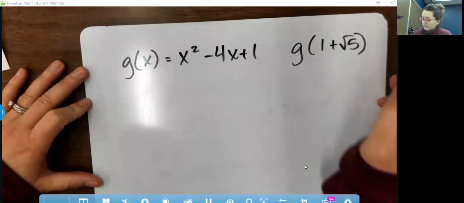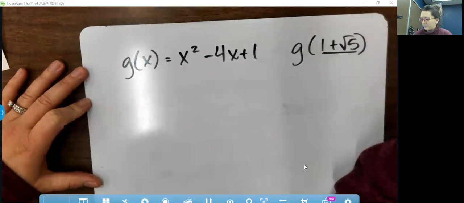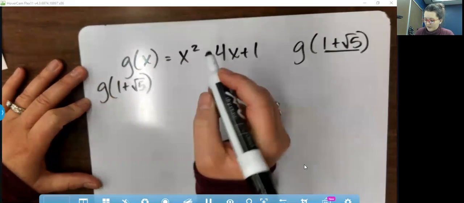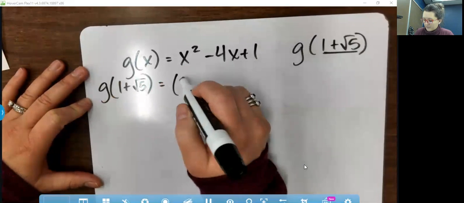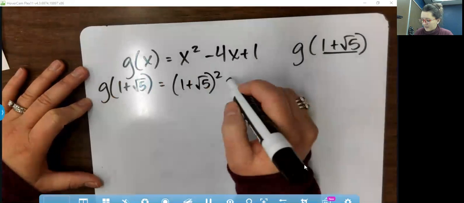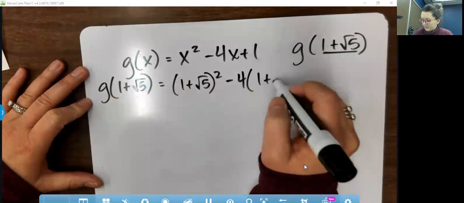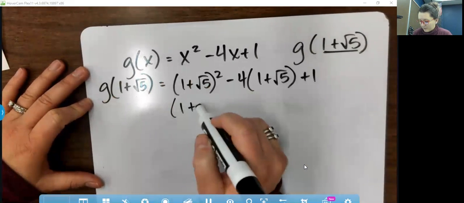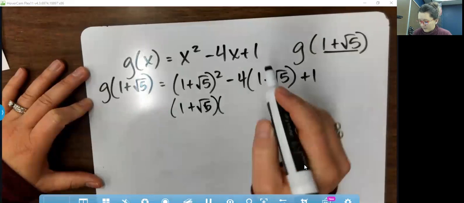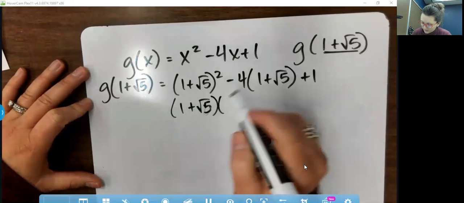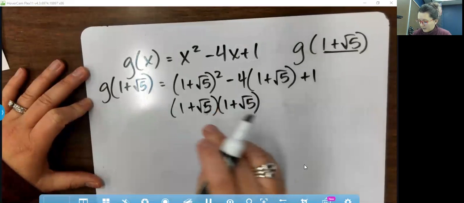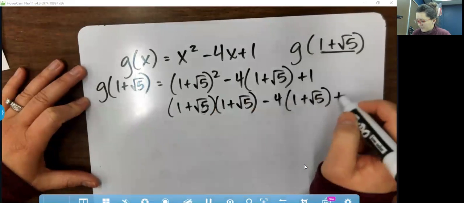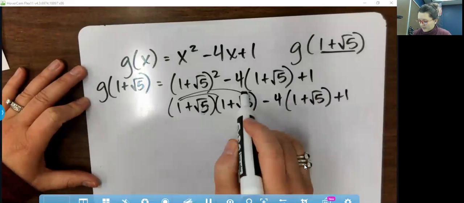So everywhere I see an x value, I'm going to plug in this 1 plus root 5, right? So I have g of 1 plus root 5 equals, plug it in here, 1 plus root 5. This is squaring, same thing like last time, minus 4 times 1 plus root 5 plus 1. All right, so remember squaring is actually when you have more than one term, you have to multiply the whole thing, the whole term. So in this case, since it's a binomial, we have to multiply our binomials. Minus 4, 1 plus root 5 plus 1. All right. First term gets multiplied, second term gets multiplied.